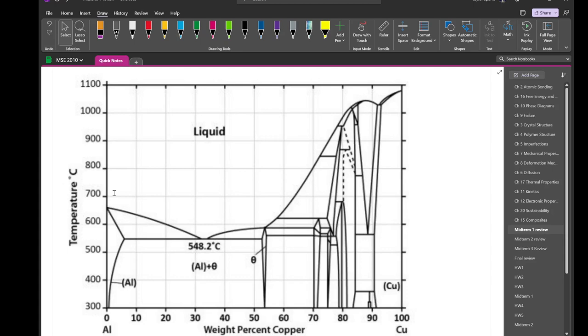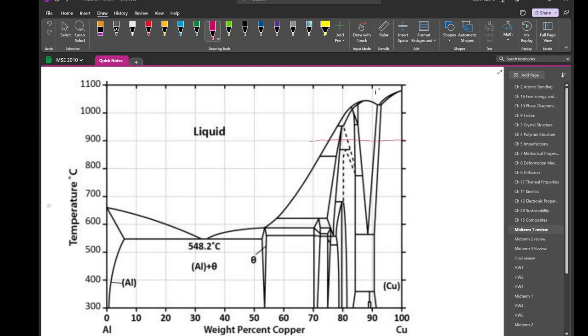So let's go ahead and label it. I don't know what to do with these dashed lines. I'm just going to ignore the dashed lines for now. I think that's showing you a kinetically limited thing. So we're going to start by picking a straight line. Let's do this, just this gray line there.